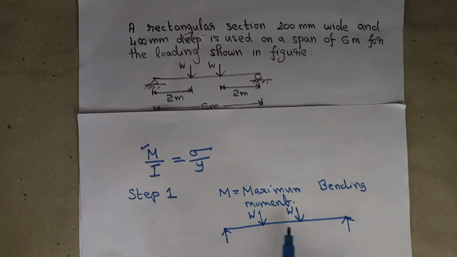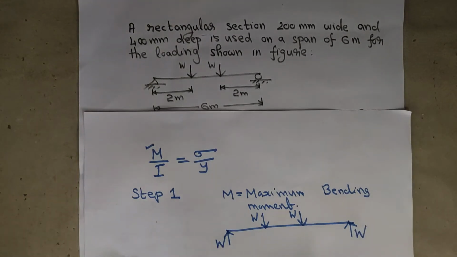That is due to the reason that this beam is symmetrical about the vertical axis passing through the center of the beam. So the load shared by each support will be half the total load. The left support will have a reaction of W. The right support will have a reaction of W.